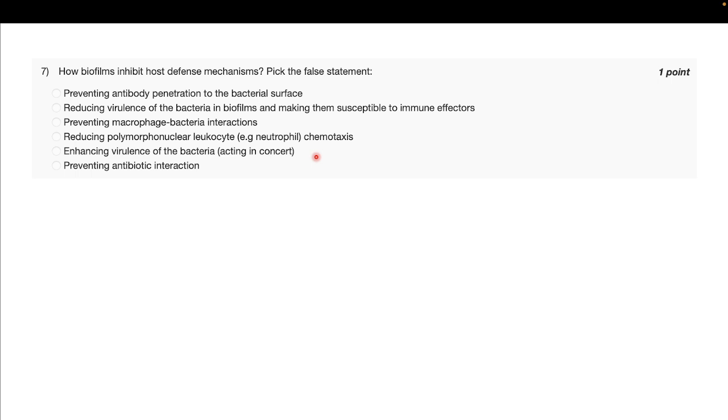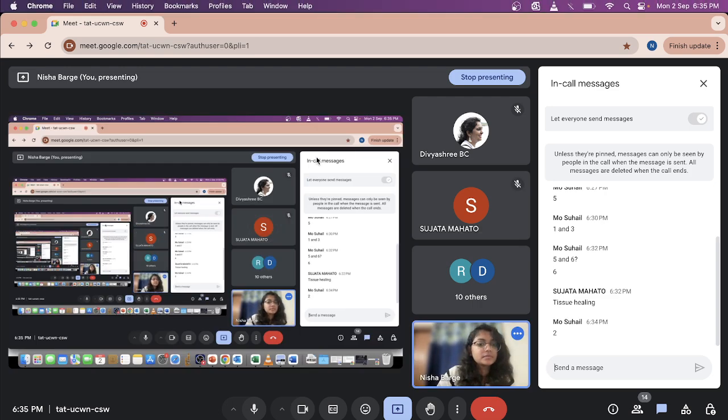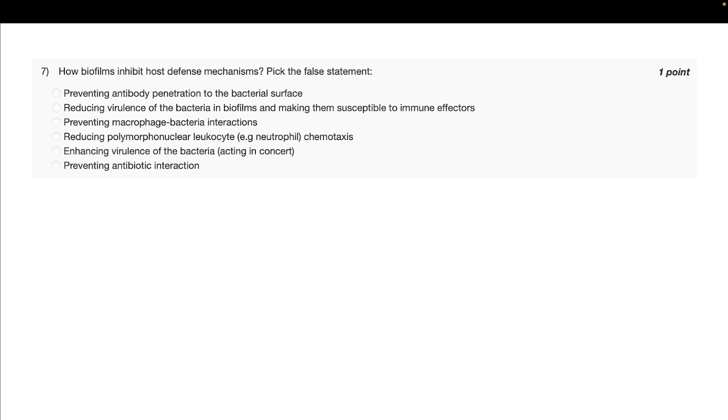No one? Okay, somebody is saying the second option: reduce virulence of bacteria and biofilms. Okay. Anyone else want to give it a try? Thanks for answering in the chat box. No other response? Okay, let's discuss the answer. The correct answer is reducing virulence of bacteria and biofilms and making them susceptible to immune effectors. So you were correct, whoever answered in the chat.